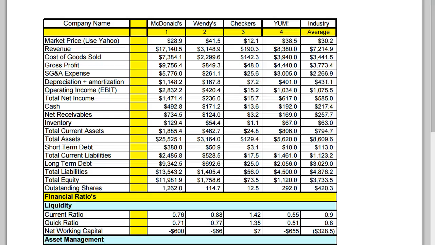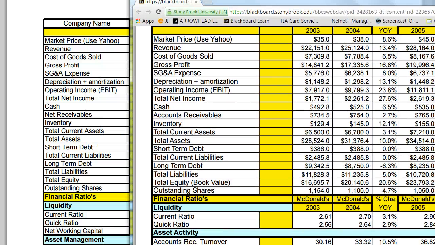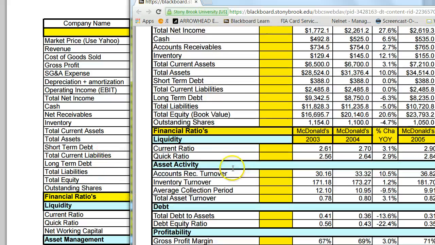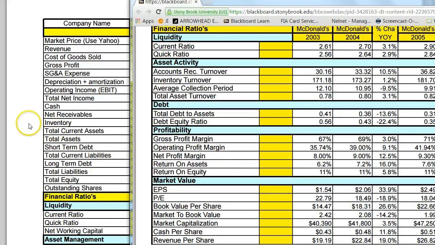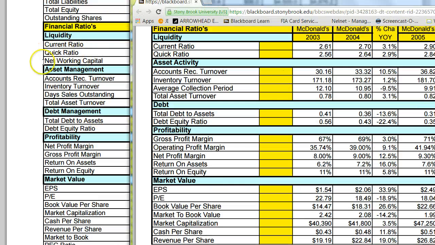Let's see. All right. Okay, so just double checking. Okay, so it looks like all the categories here are now an exact match between the trend and, let's just check the ratios. Okay, I took net working capital out. You could add that back in if you want to.